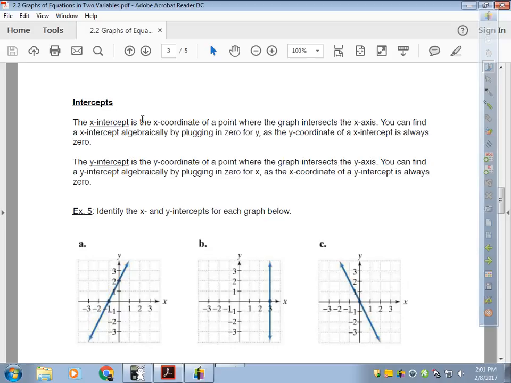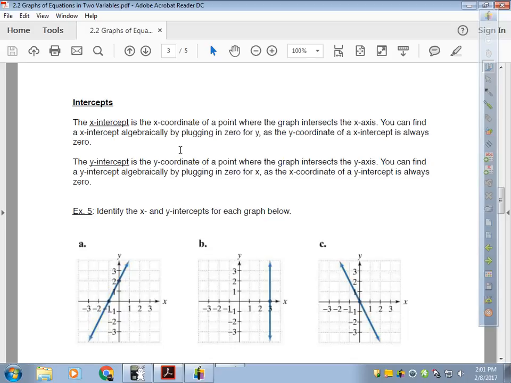Okay. Next thing we're going to talk about is intercepts. X-intercepts are the places on the graph where the graph crosses the x-axis. You can find them algebraically by plugging in 0 for y and then solving for x. Because if it's on the x-axis, the y-coordinate is always going to be 0.